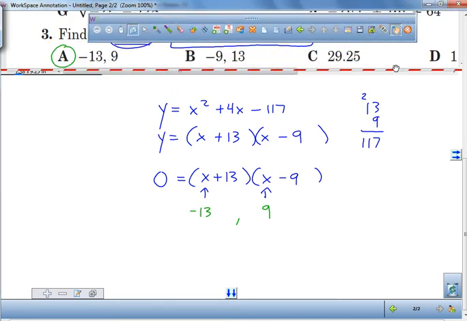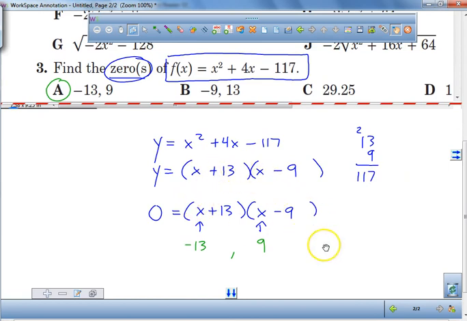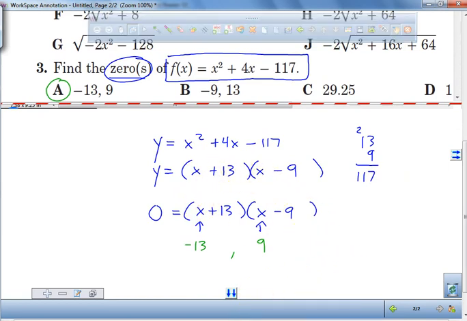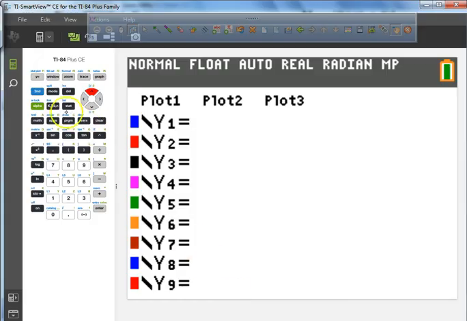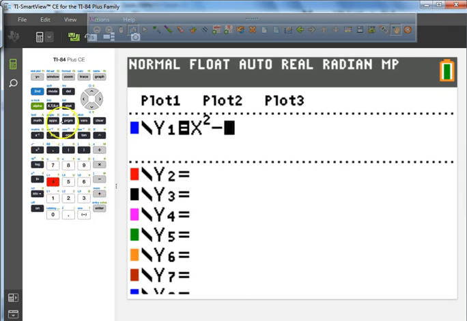So let's say you're a student that says, you know what? This does not make any sense to me because I do not know how to factor. Well, you still have access to your graphing calculator. You can hit y equals x squared plus 4x minus 117.